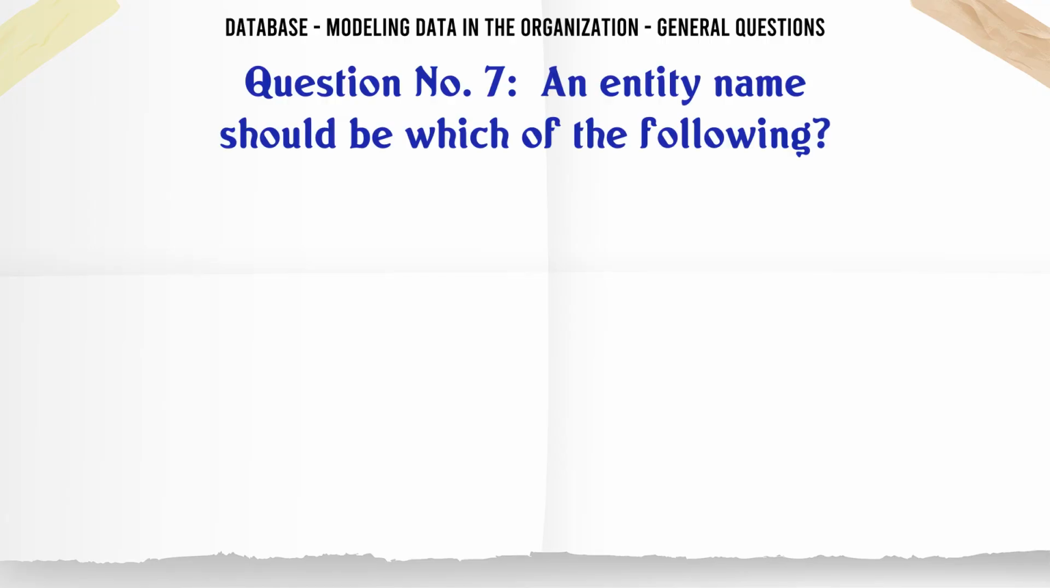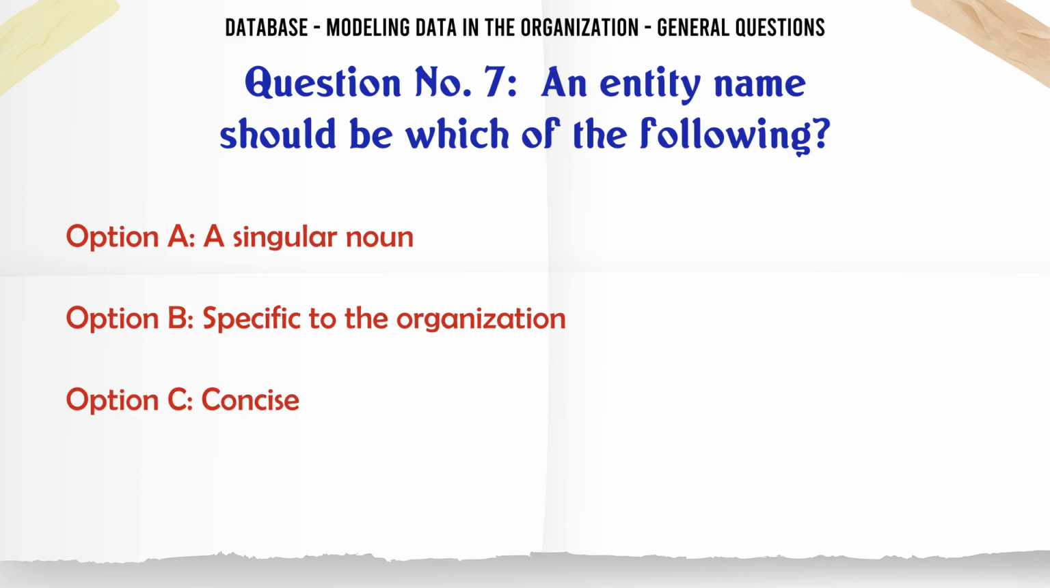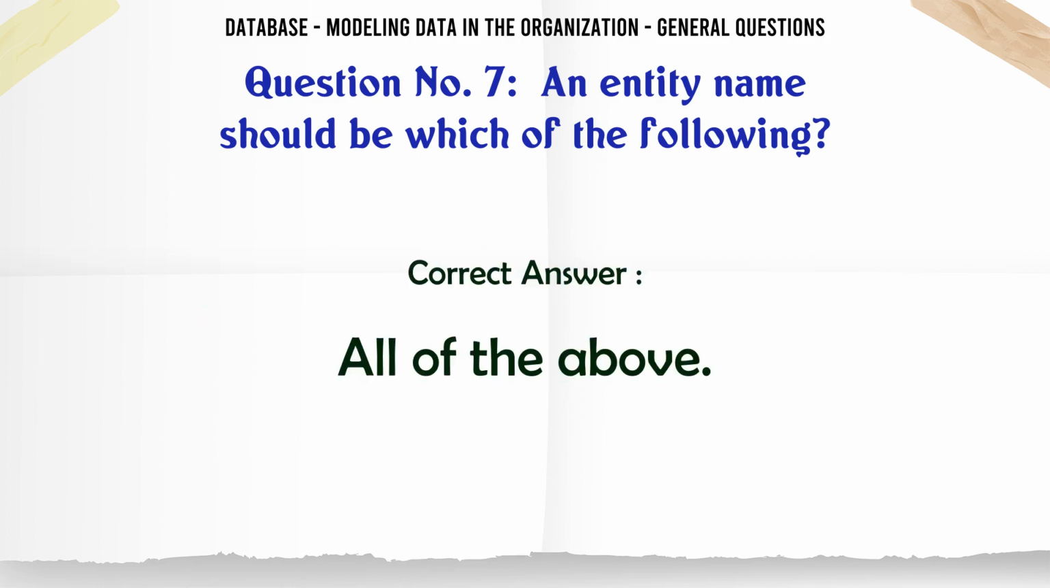An entity name should be which of the following? A. A singular noun. B. Specific to the organization. C. Concise. D. All of the above. The correct answer is all of the above.